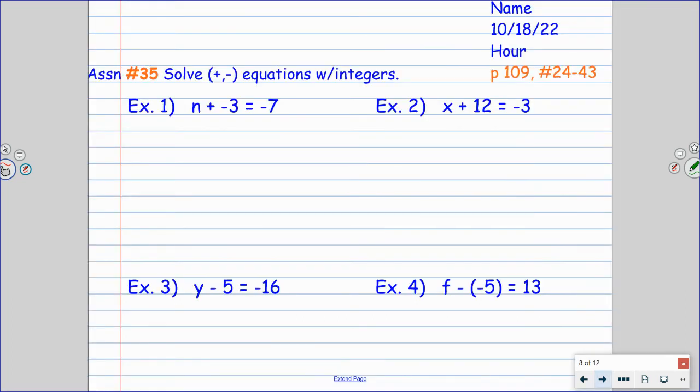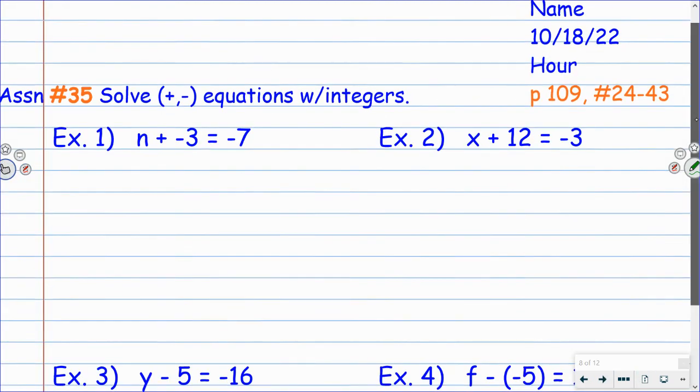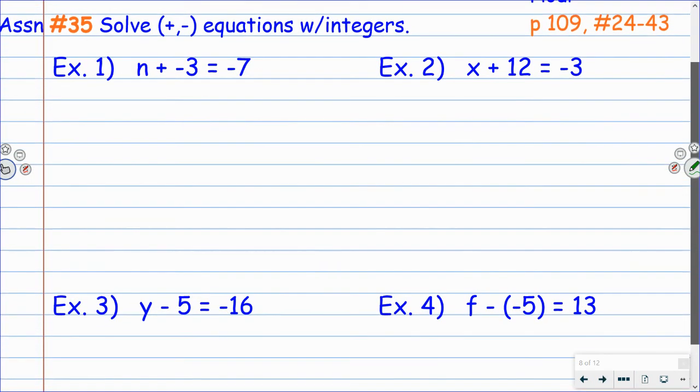All right, 4 more examples, folks, and then we start up our homework. If you want, pause, write these down, and then come back and check your answers in a sec. So in this first problem, we have n, and then we have 3 negatives. I like to put parentheses there, but you don't have to. So how do we get rid of 3 negatives?